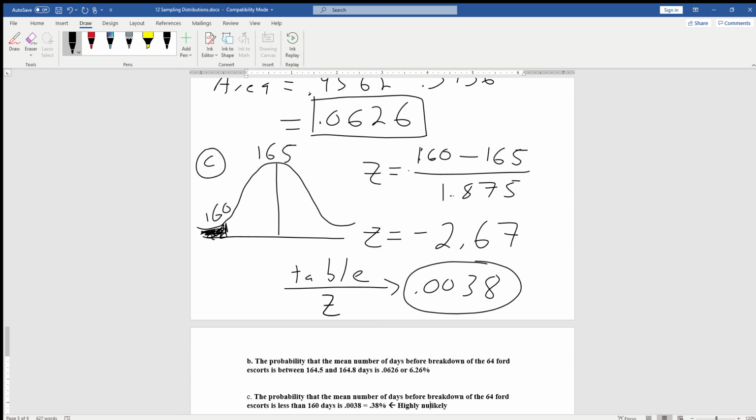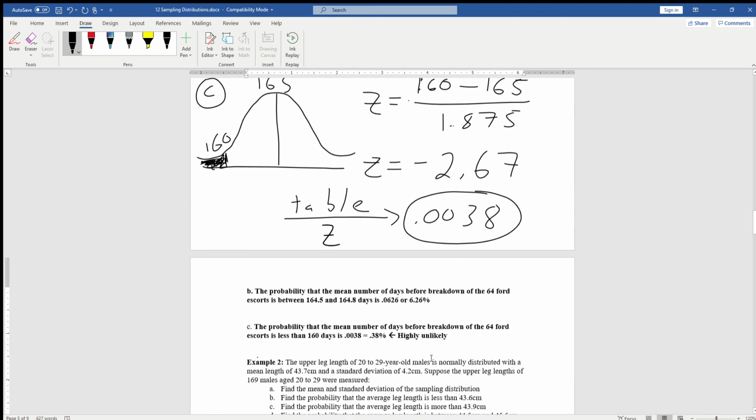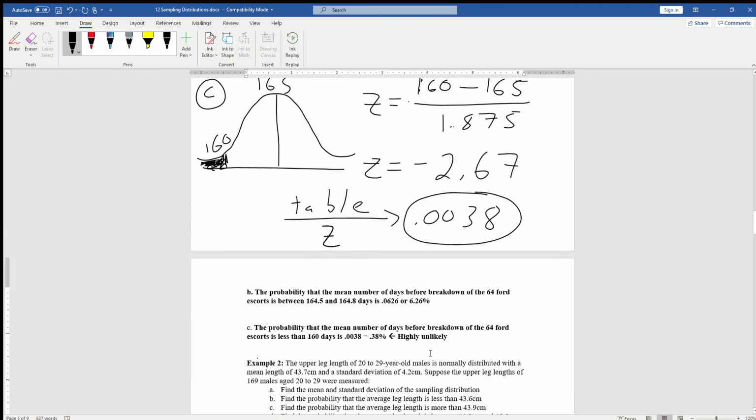So a suggestion would be to go through and work the next problem on your own, just to make sure that you're okay being able to do these types of problems, and then watch the next video just to make sure that you can do the solutions to those.